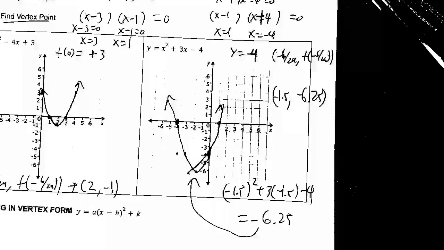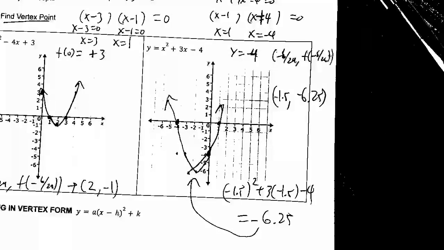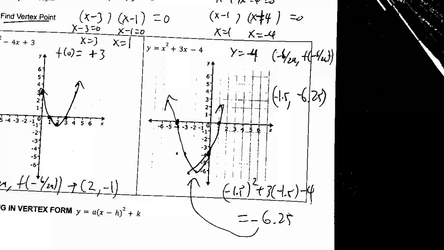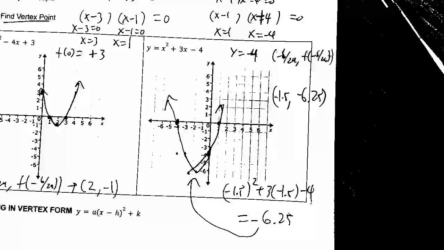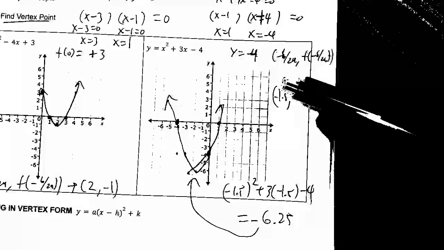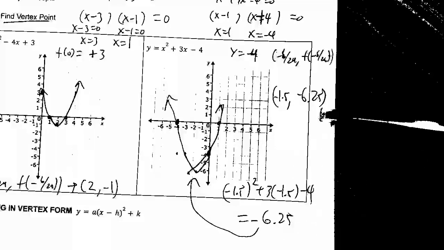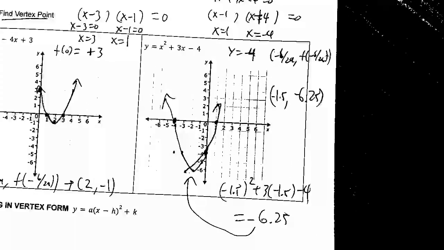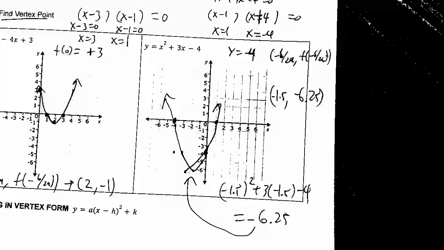Wait, how is it negative 1.5? Wait, it's from negative b over 2a. Yes, negative b over 2a is negative 1.5. Then we plug that into the equation and we get negative 6.25. That's what that is there. We're so close, guys. We're getting there. Can I turn the page? Yes.